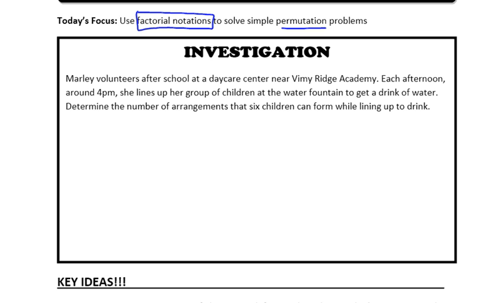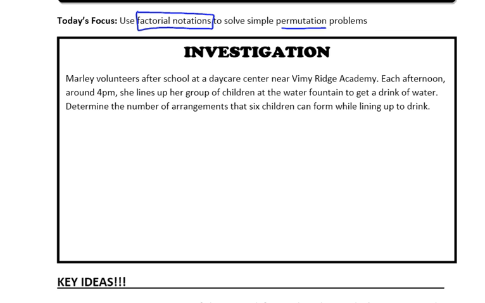Marley volunteers after school at a daycare center near Vimy Ridge Academy each afternoon around 4 p.m. She lines up her group of children at the water fountain to get a drink of water. Determine the number of arrangements that the 6 children can form while lining up to drink. So when we're starting this problem, how many different spots can they be in if we're lining them up?